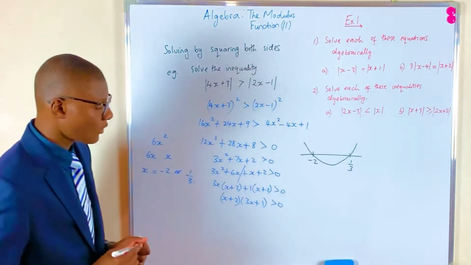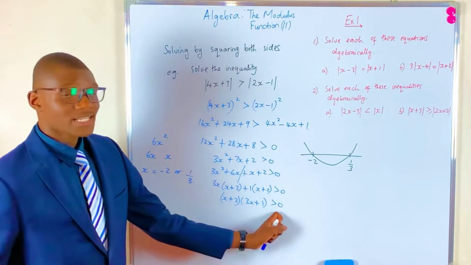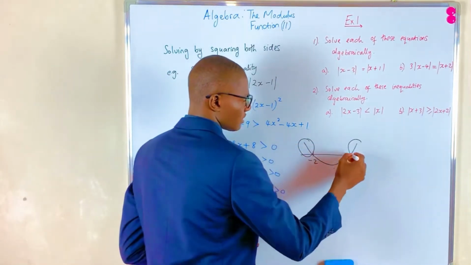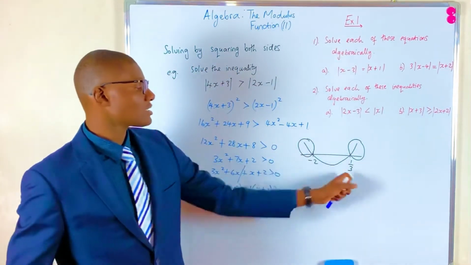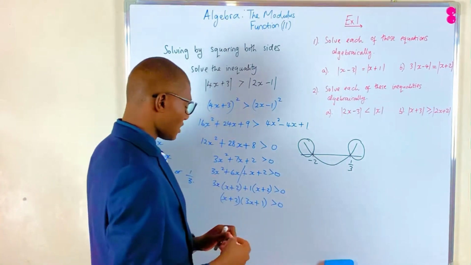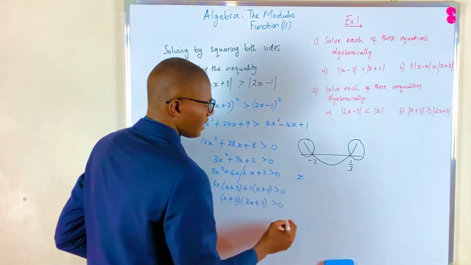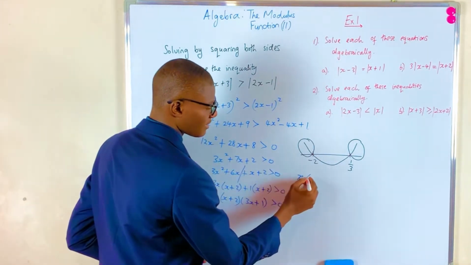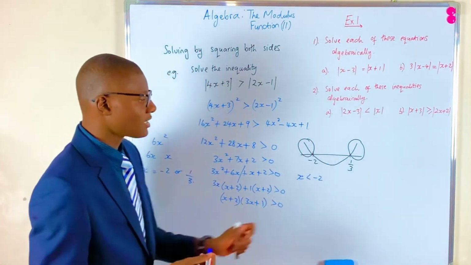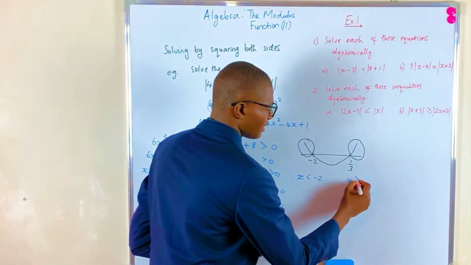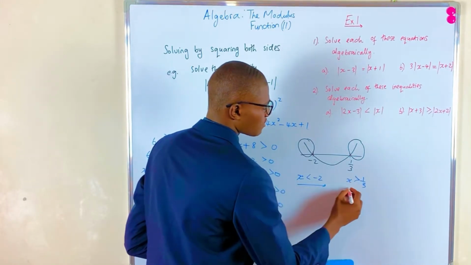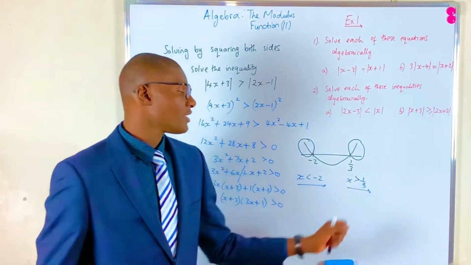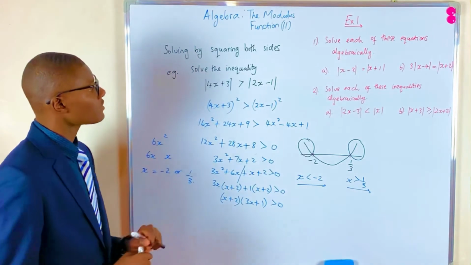But what do we want? We want the region for which y is greater than 0. For which y is greater than 0, we've got this region here and that region here. But what do we see about these two regions? This region is the region for which x is less than minus 2, and this region is for which x is greater than 1 over 3. So now this becomes the solution to our answer: x being less than minus 2 and x being greater than 1 over 3. So this is how we solve this inequality.